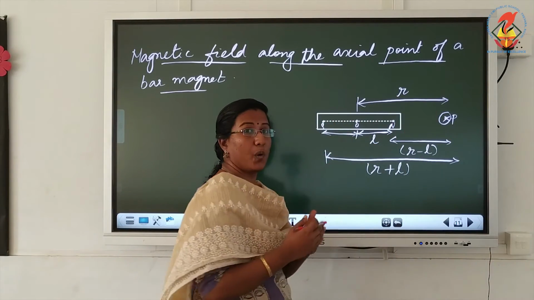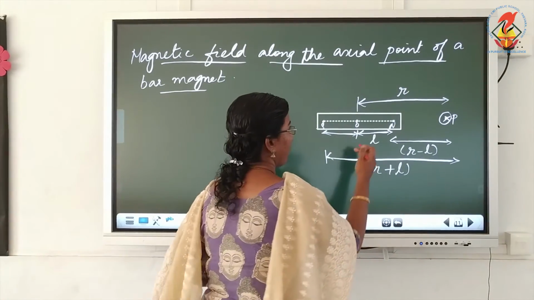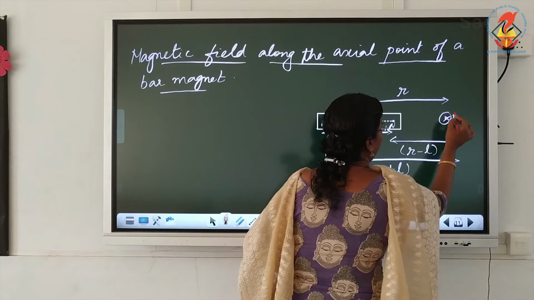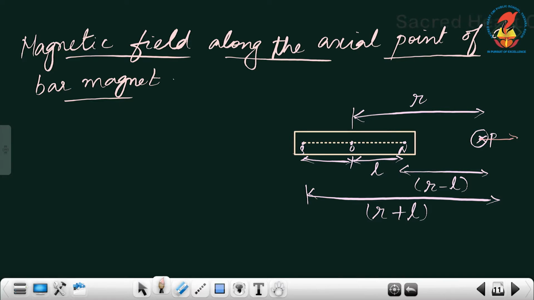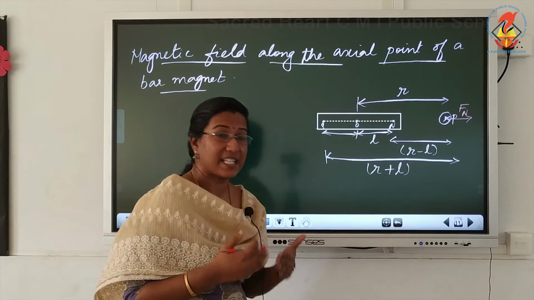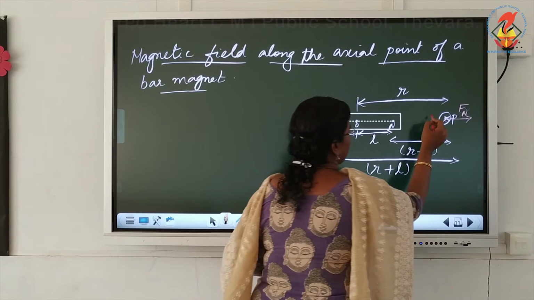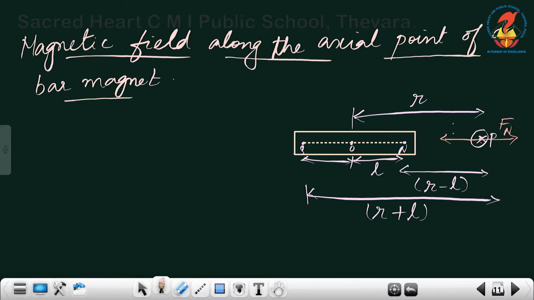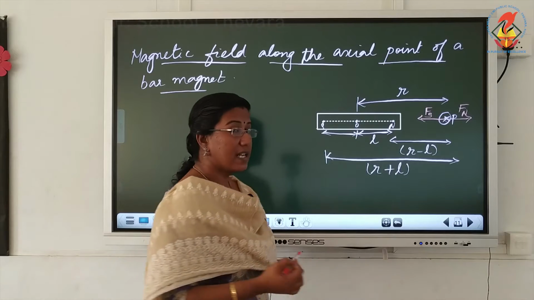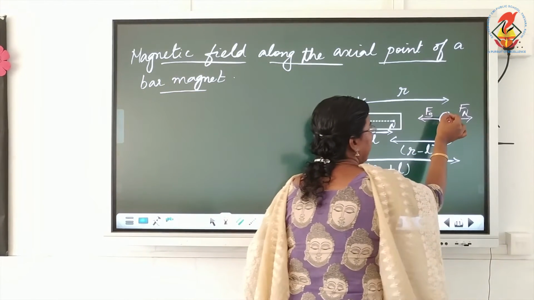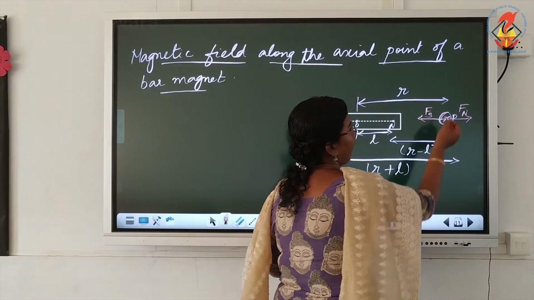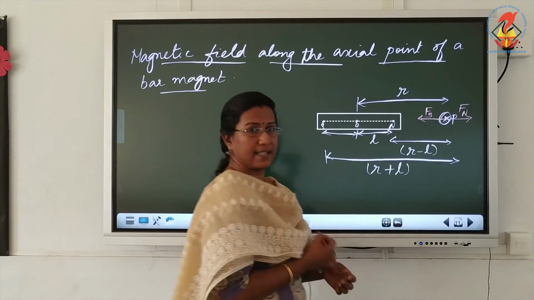You know, like poles repel each other. So, definitely the north pole will repel the unit north pole, so the direction will be pointing outward. Whereas unlike poles attract each other, so the unit north pole will attract the south pole, and the direction will be towards the south pole. So, the resultant field at point P will be the net effect of Fn and Fs.